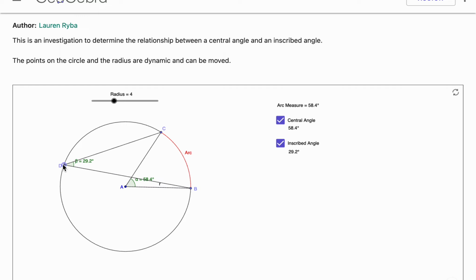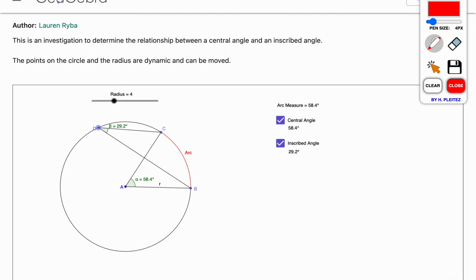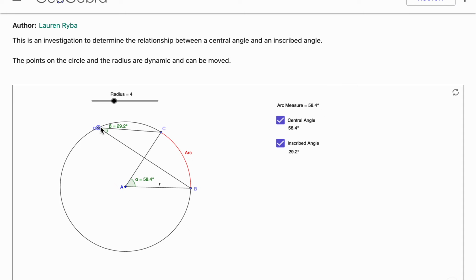And again, no matter where I move this point D, I'm still intercepting the same arc. And you can take a look at the angle measurements in here, right? If the angle of my central angle is 58.4, this angle is staying at half of that value, 29.2, and you can see that that's not going to change, which means that no matter where I move this point D, I'm still intercepting the same arc.